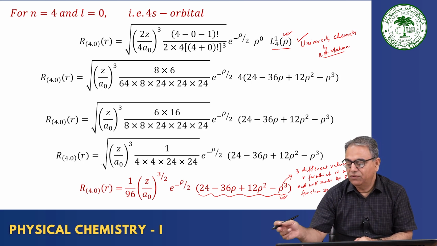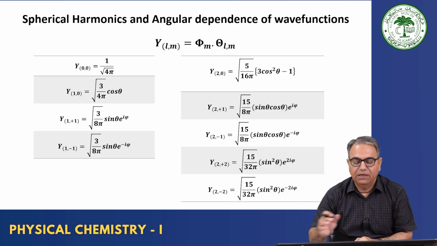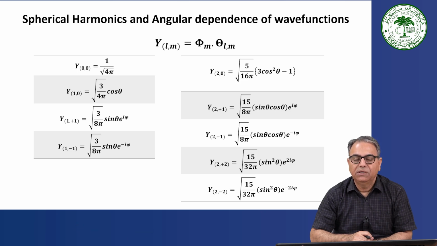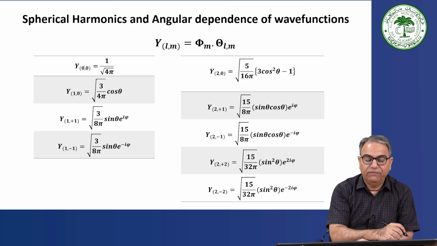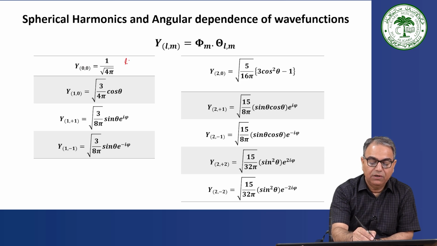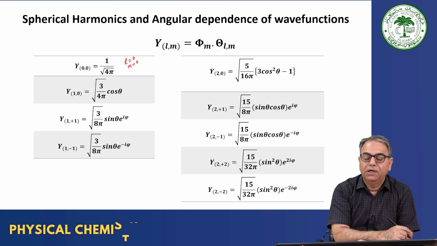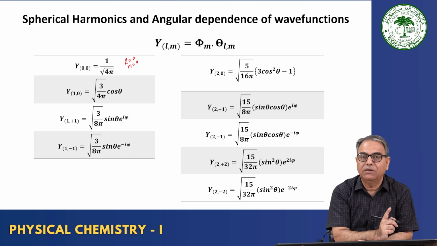If you go to the previous slides, you will find a table in which all the spherical harmonics are written. Spherical harmonics is shown as Y_LM, where L is the azimuthal quantum number and M is the magnetic quantum number. So where you see 0, 0, what does it mean? L is equal to 0, azimuthal quantum number is 0, magnetic quantum number is 0. It means we are talking about an s orbital. Which s orbital we don't know, because n is not given.